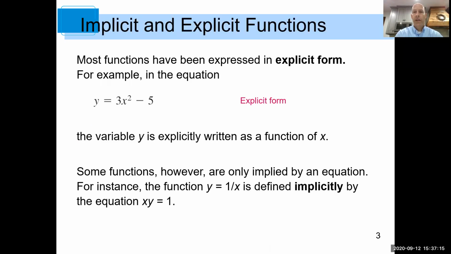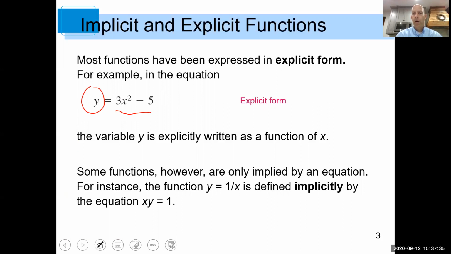Most functions we've expressed so far in this class have been written explicitly. So for example, y equals 3x squared minus 5. This is written in explicit form. All that means is that we've got y by itself and then all of the x terms on the right side of the equal sign.